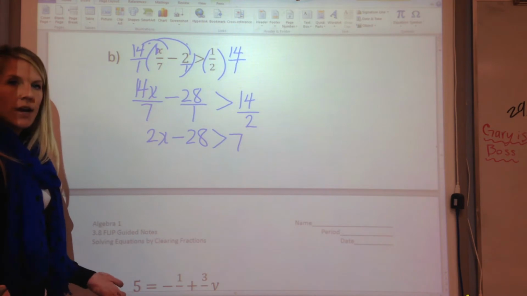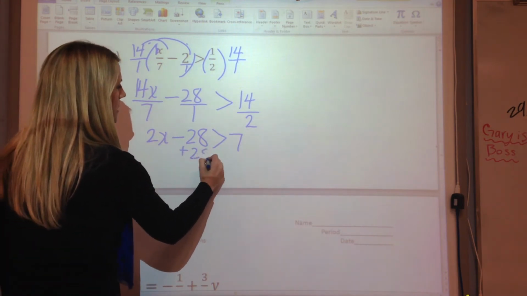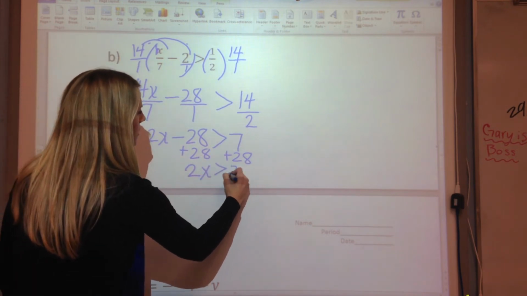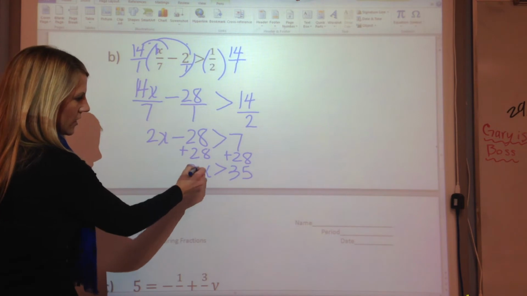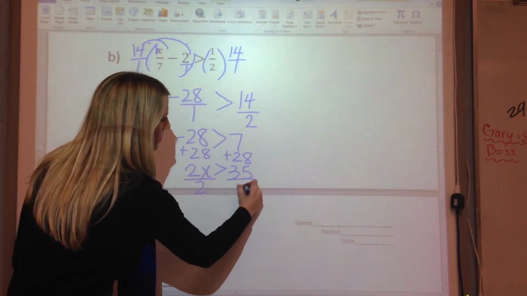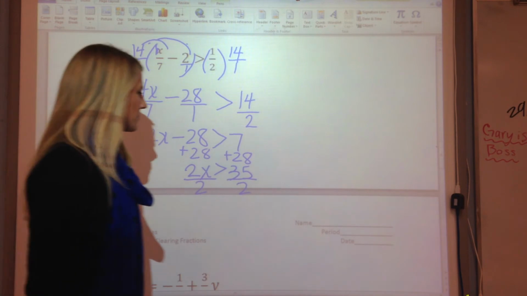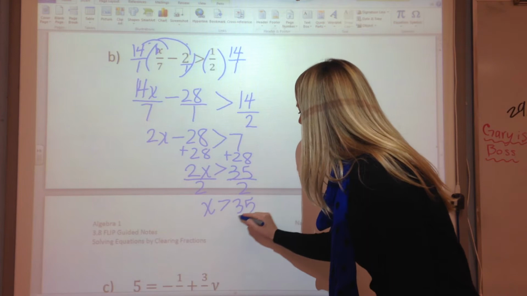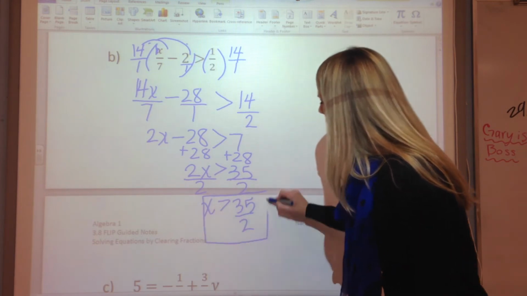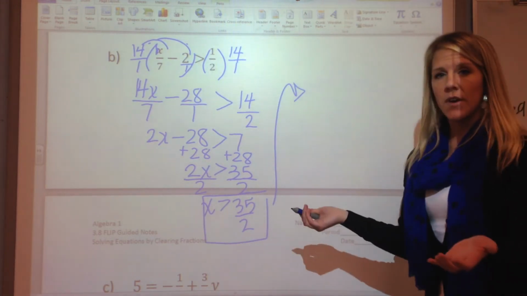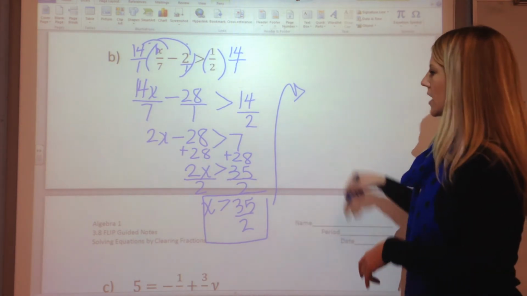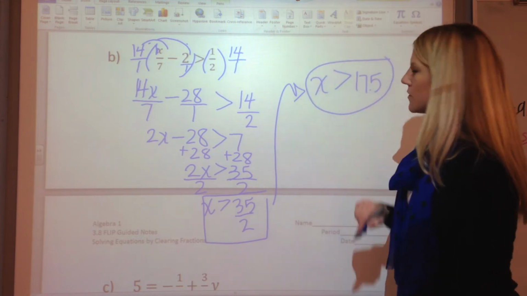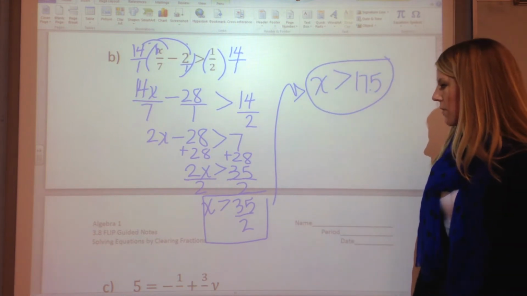So now I just solve this problem. I'm going to add 28 to both sides. So I get 2x is greater than 35. We need this coefficient to be a 1, so I can divide by itself, which is the same as multiplying by its reciprocal. So x is greater than 35 halves, or 35 over 2. Some of you may want to write that as an improper fraction because 35 over 2 cannot be reduced. If you want to write it as 17 and a half, that's fine as well. They're the same number. So however you want to write it.